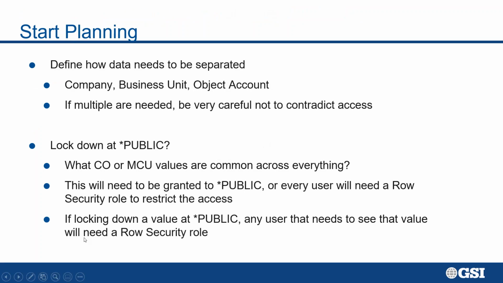Okay, so we've gone over most of our high-level row security aspects, what it is, and what the difference between the two modes are. So where do we go from here? How do we start planning? Well, first you have to sit down and define how you want your data to be separated out. Do you want it to be at the company level only? Do you want the business unit, or do you want it down to the object account? Do you want multiple levels? Do you want company and business unit?